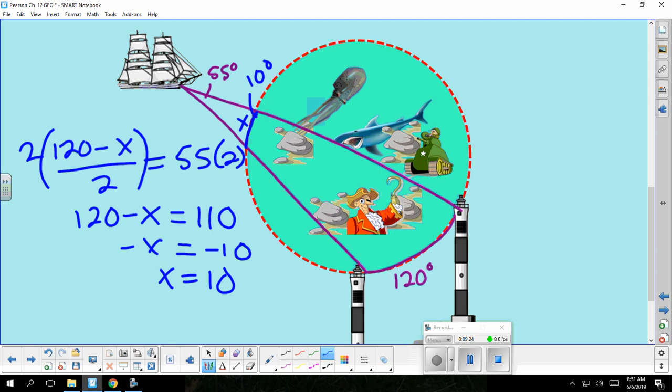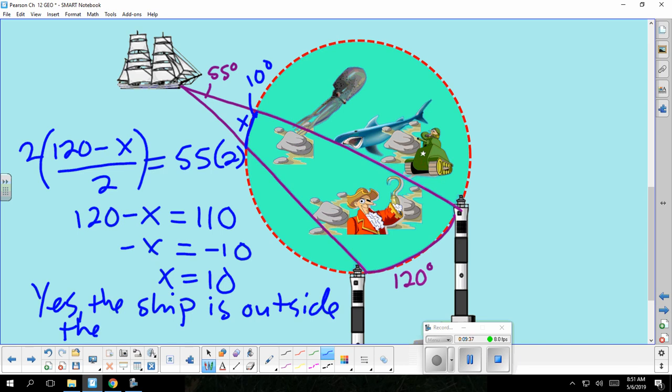So is the ship safe? Yes. The ship is outside the danger circle. So the further out the ship is, right, the smaller this angle at its bow is going to be, right? As it approaches the danger circle, as it approaches the two lighthouses, this is going to spread out further and further, and get bigger.